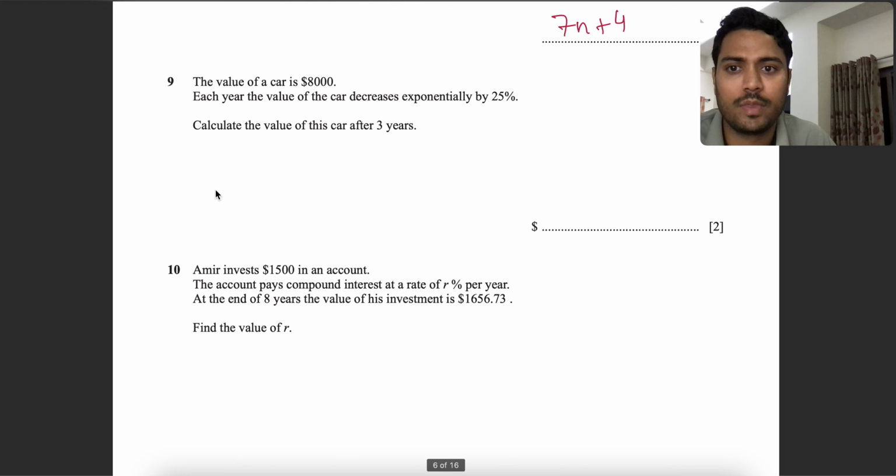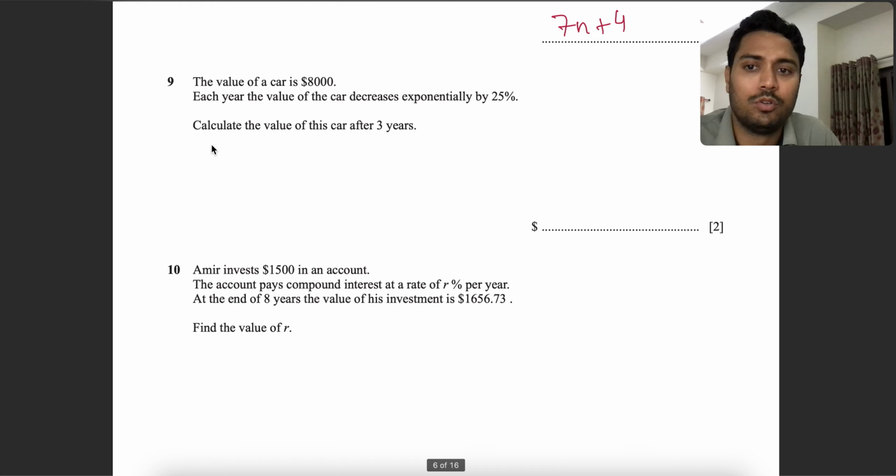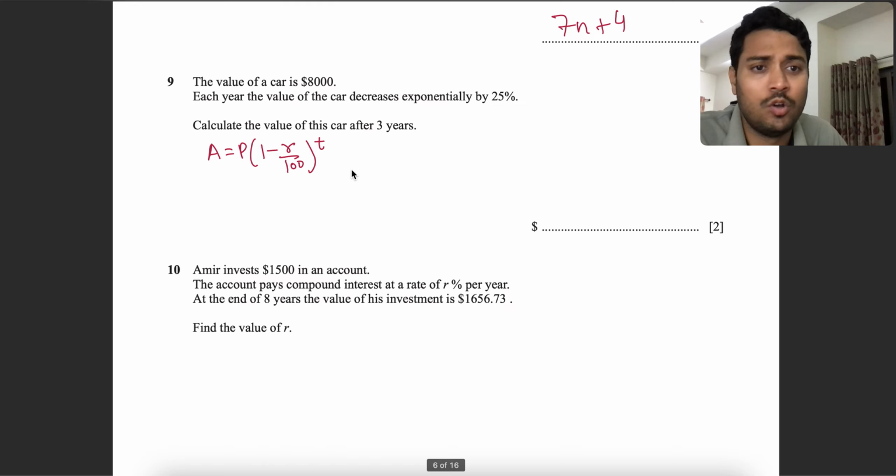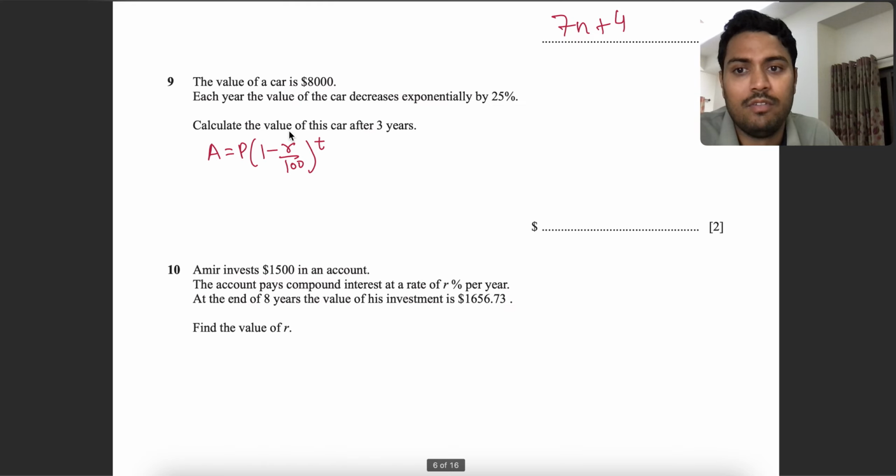Question number 9. The value of a car is 8,000. Each year the value of the car decreases exponentially by 25%. Calculate the value of this car after 3 years. So this is the formula that we are going to use: A equals P times 1 minus R upon 100, raised to T. This is the case of depreciation or decay. We have to find the value of the car after 3 years.